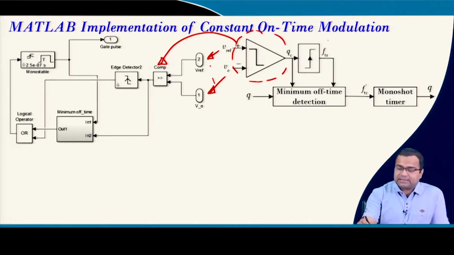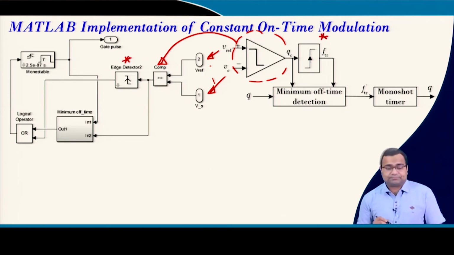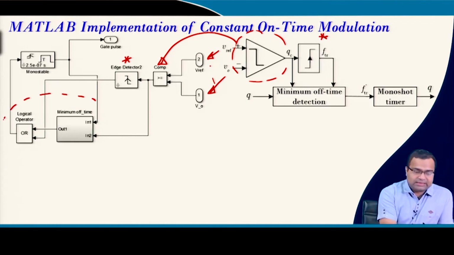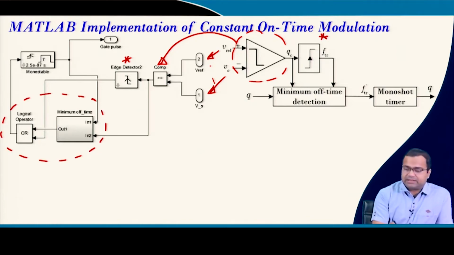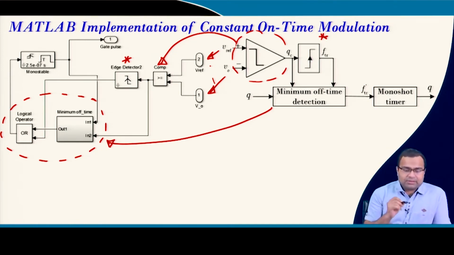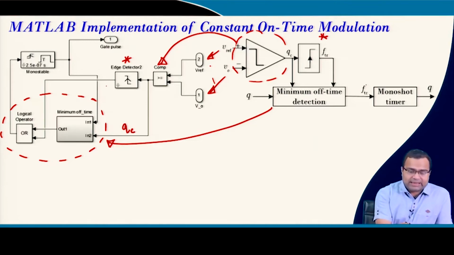So, first the edge detection circuit is realized here, and the minimum off time generation is the whole circuit here. So, this is the minimum off time generation circuit. And what is the input to the minimum off time? The one input you can see is the output of the comparator, that is the QC. That means this is my QC. The other input is the gate pulse, which is Q, that means this is also Q.